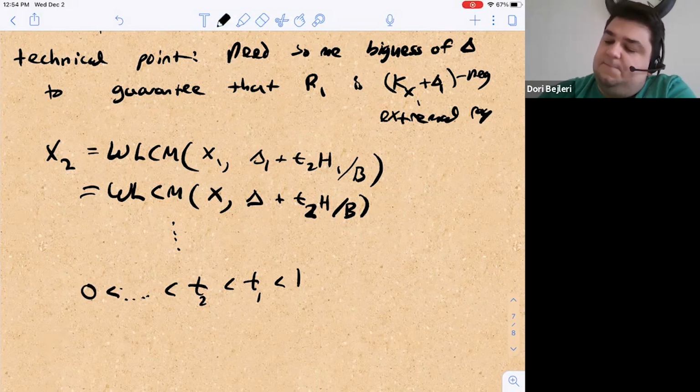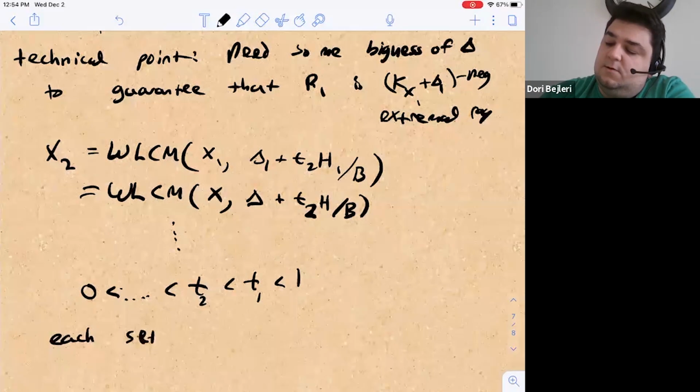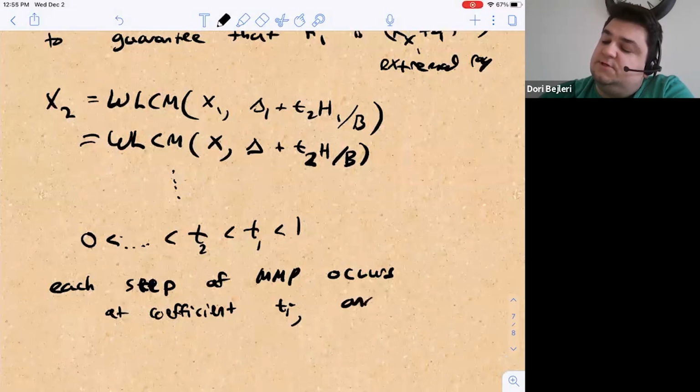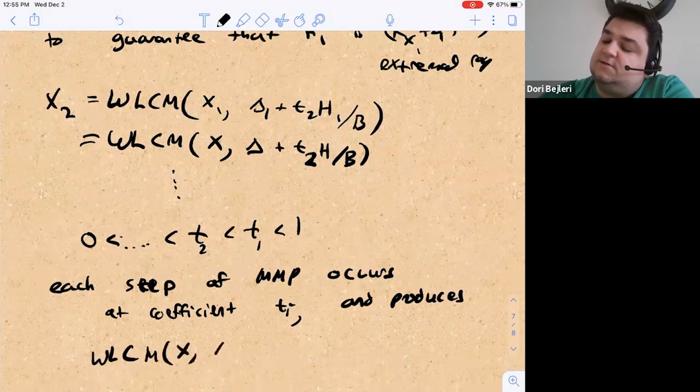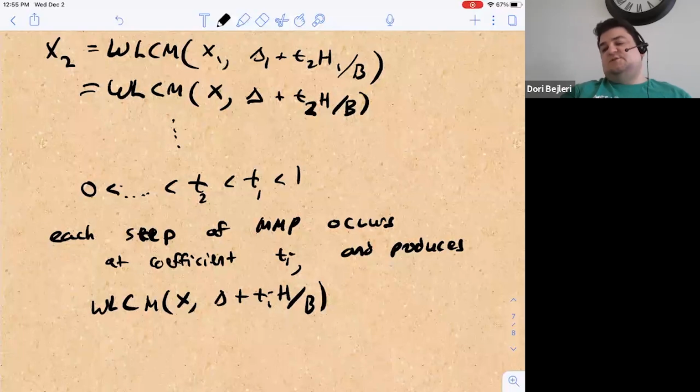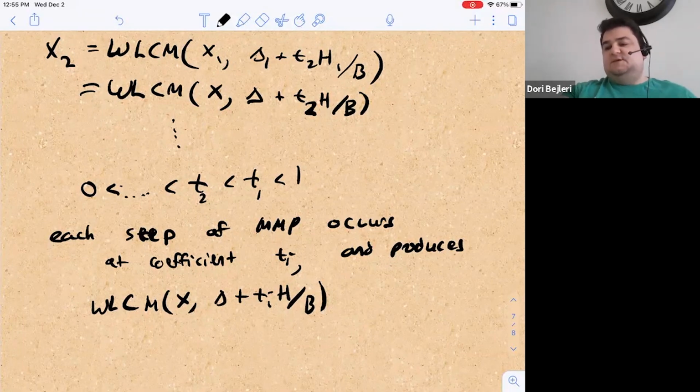So each step of the MMP occurs at coefficient t_i, and produces a weak log canonical model of X, delta plus t_i H over B. And what this says is, if we want to show this terminates, we need to show that there are finitely many of these thresholds t_i. But that's equivalent to showing that there are finitely many weak log canonical models.